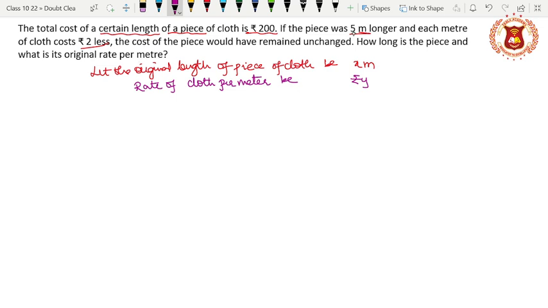If the piece of cloth was 5 meters longer, this is the first condition here. The second condition, 5 meters longer, means in the second condition it is x plus 5 meters, and each meter of cloth costs rupees 2 less. Therefore it is y minus 2, rupees y minus 2, second condition, right?